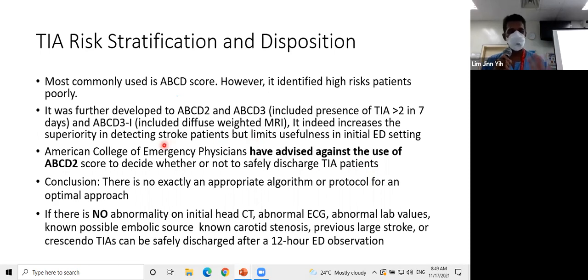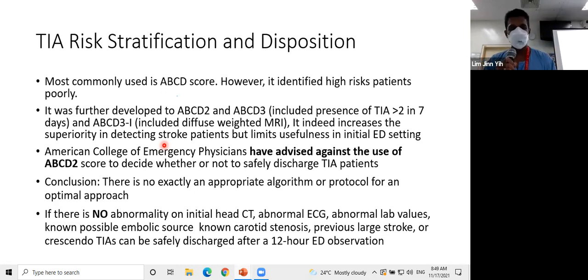According to the American College of Emergency Physicians, they advise not to solely use ABCD to decide whether or not to discharge the TIA. That means don't use only the score to decide whether this patient can be safely discharged or not. However, even in the conclusion, there's not an appropriate algorithm to follow for an optimal approach on how to safely discharge these TIA patients.